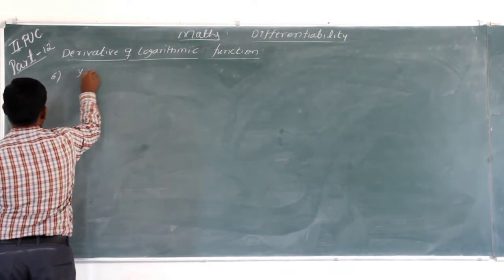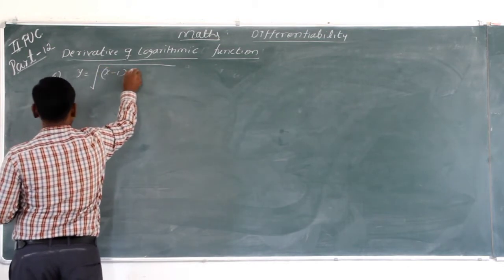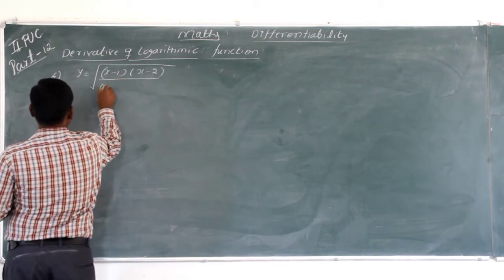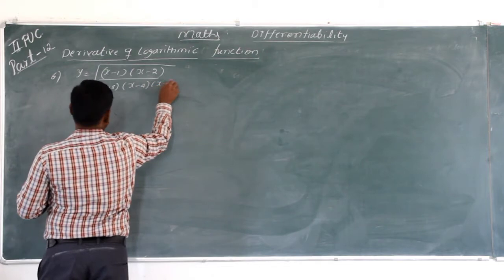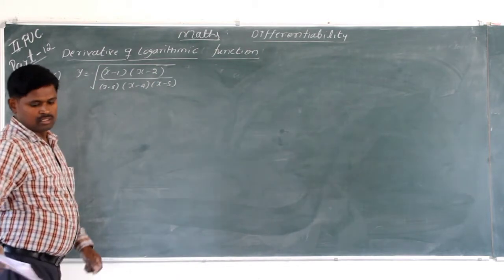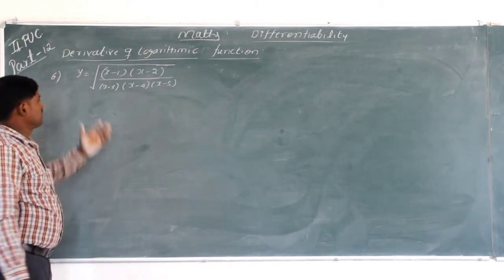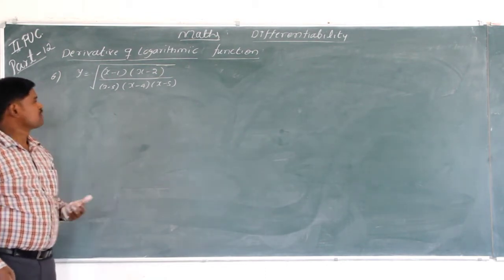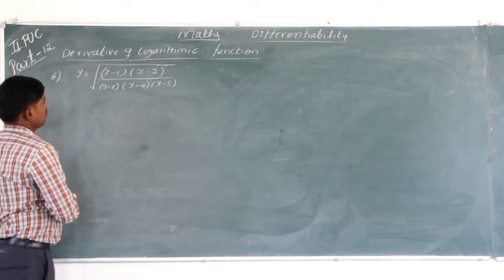So y is equal to the root of x minus 1 into x minus 2 divided by x minus 3 into x minus 4 into x minus 5. So find the derivative of the given function. Okay. So here the numerator is a product of 2 terms and the denominator is a product of 3 terms. So we are going to use logarithmic differentiation. So let us see how we are going to differentiate this.